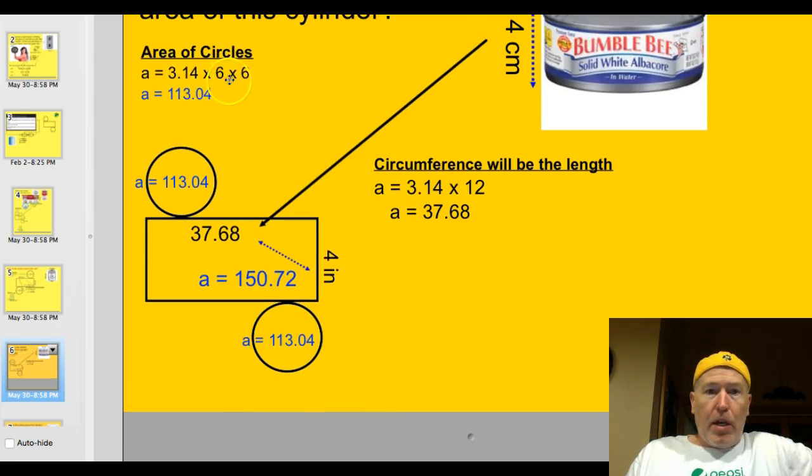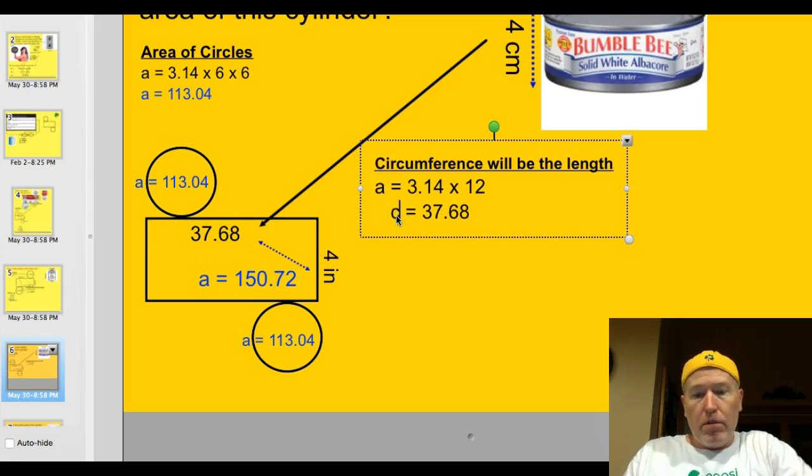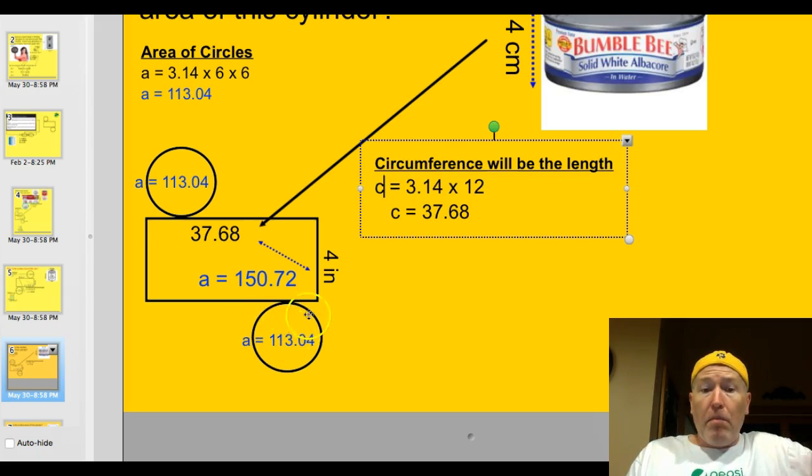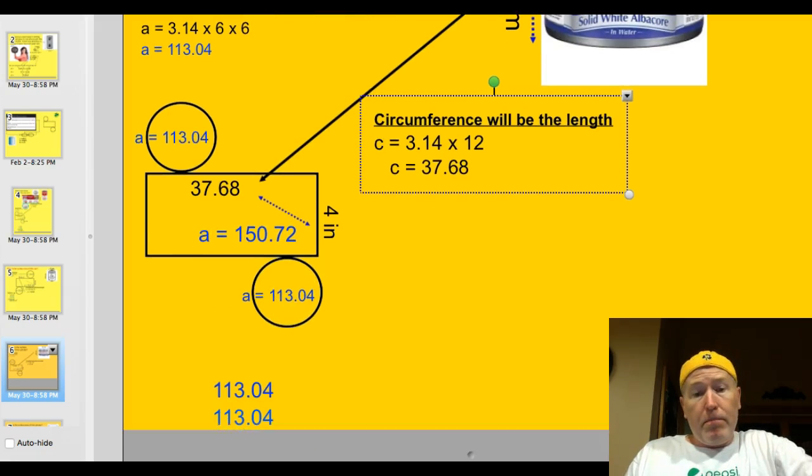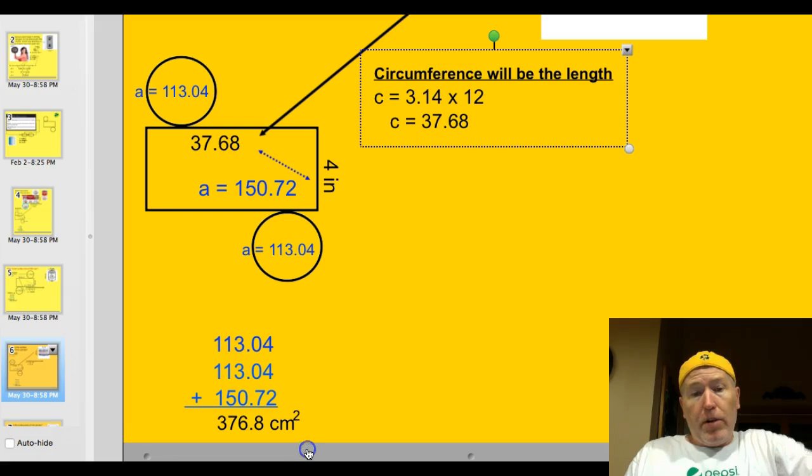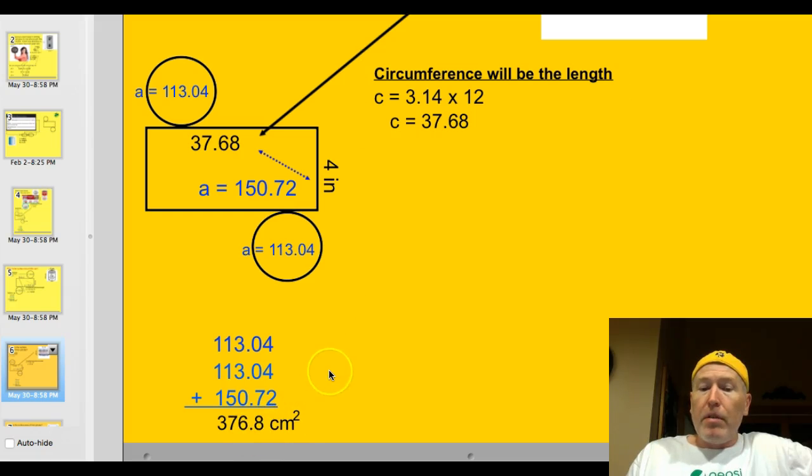When I popped pi r squared, I got 113.04 for the two circles. My circumference is 37.68. Sorry, this was supposed to say circumference. I missed that one. The rectangle is 150.72. Add them all up. Should be down here. 376.8 centimeters squared. If you use the pi key in your calculator, it's going to be a little bit different. But if you use 3.14, that should be exact.